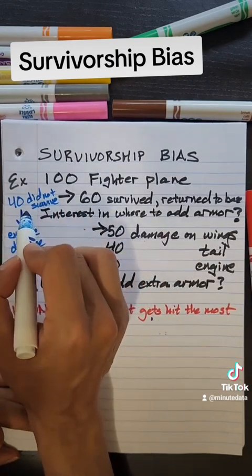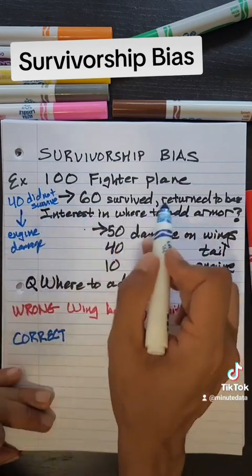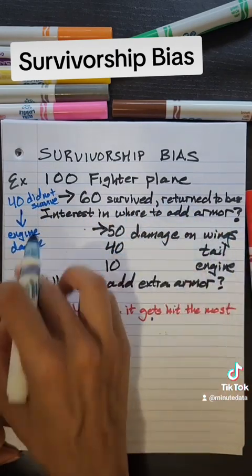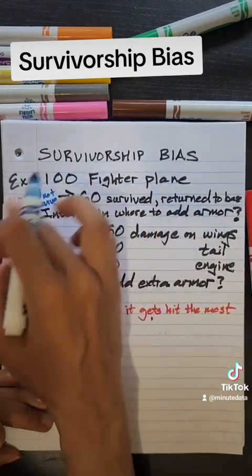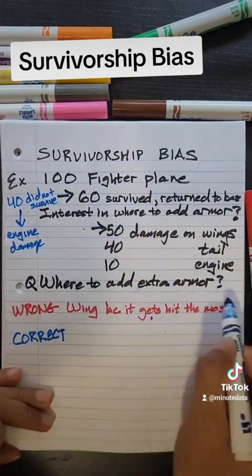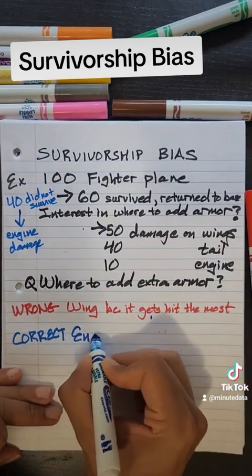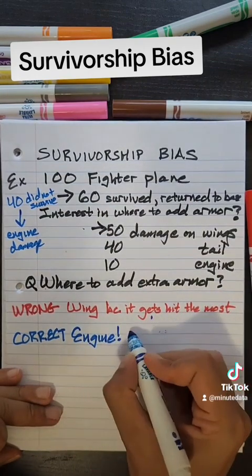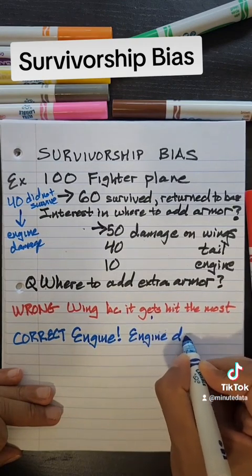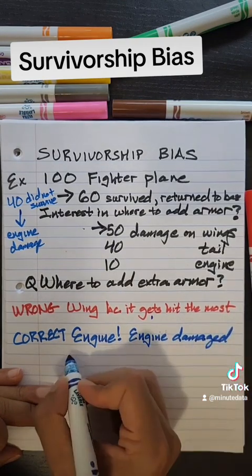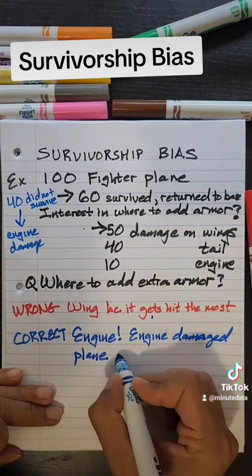So the ones that got their engines damaged crashed, they were not able to make it back to base. Hence, this is a survivorship bias, because what you're seeing are the ones that survived. What about the ones who did not survive, which is a better indicator of where to add the extra armor? So the correct answer is actually engines, because engine damaged planes are the ones not returning.